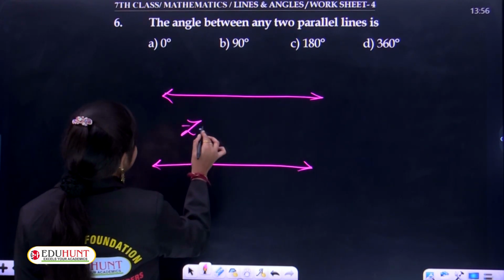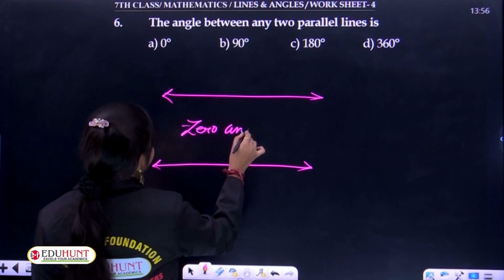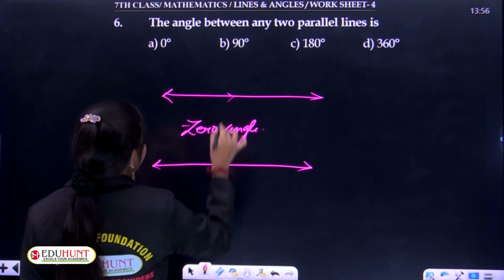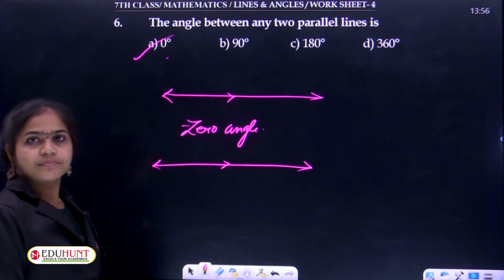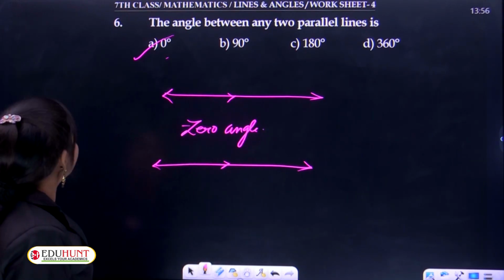Here the angle is a zero angle. What is that angle, ma? Here the angle is a zero angle. 0 degrees. Clear? Yes. Seventh one.